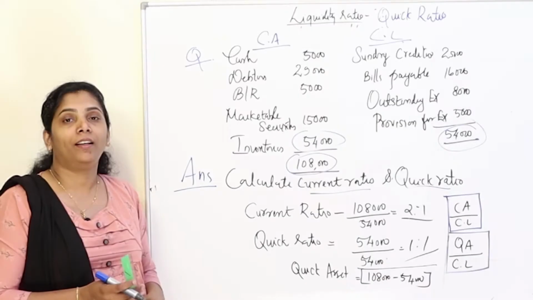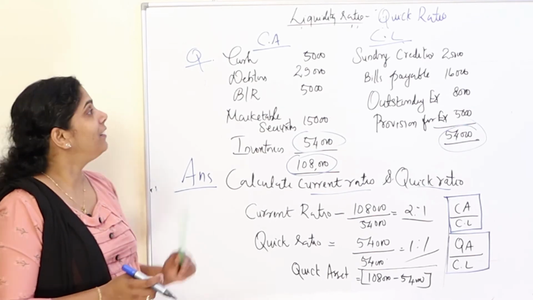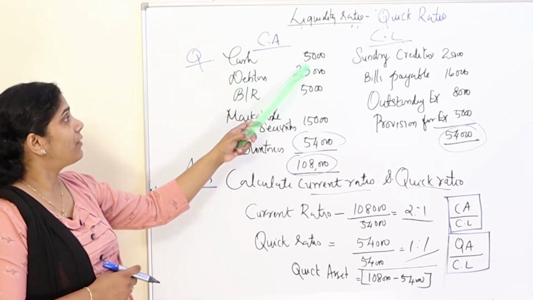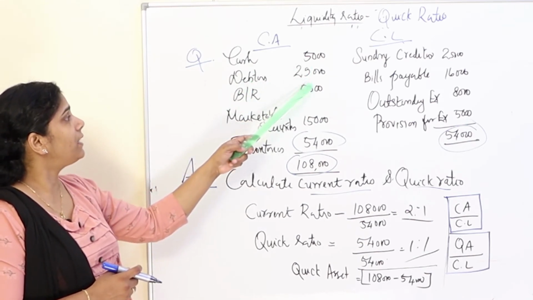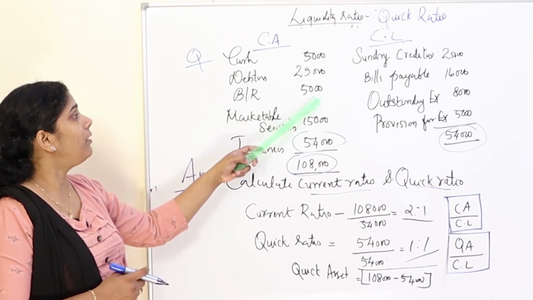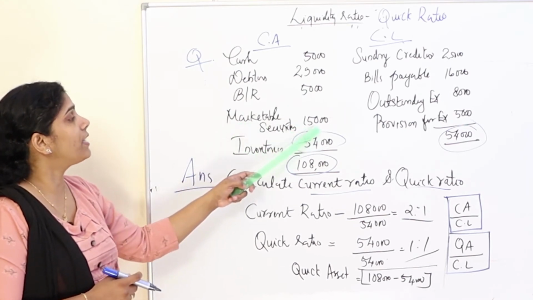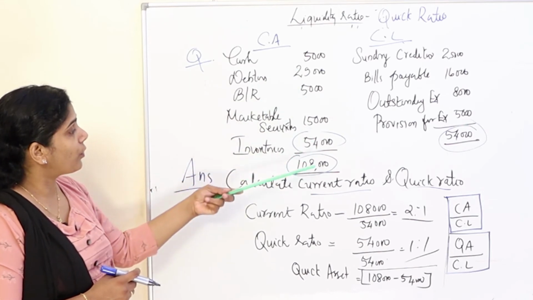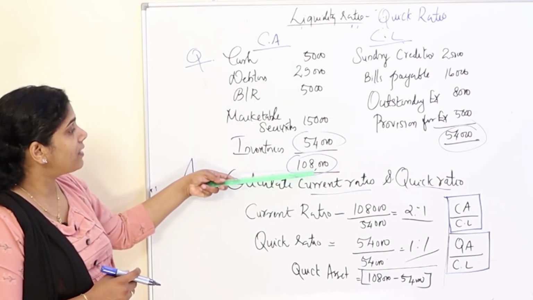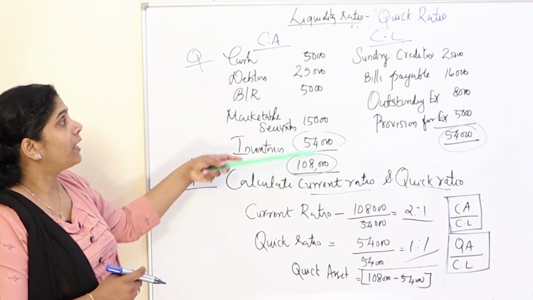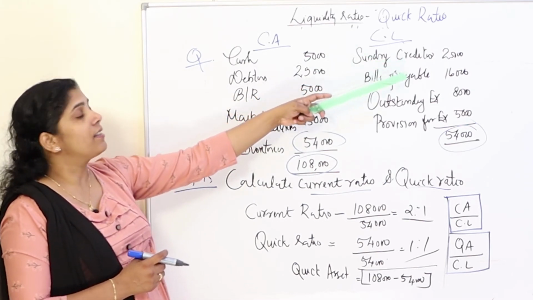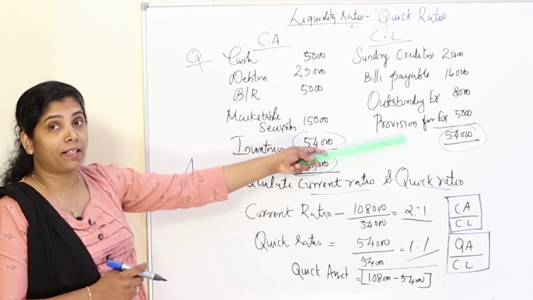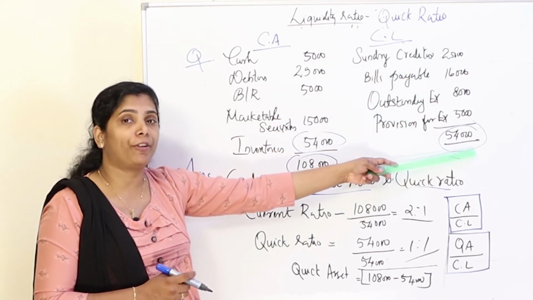Okay, let's do one question. Current asset and current liability. Current assets: cash 5,000, debtors 29,000, bills receivable 5,000, marketable securities 15,000, inventories 54,000. The total of current asset is 1,08,000. Then current liabilities: sundry creditors, bills payable, outstanding expense, provision for expense. The total is available here, 54,000.